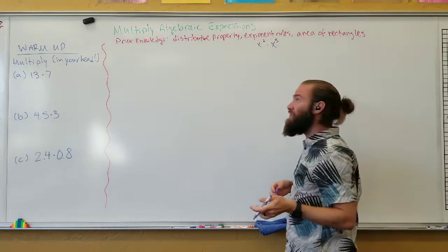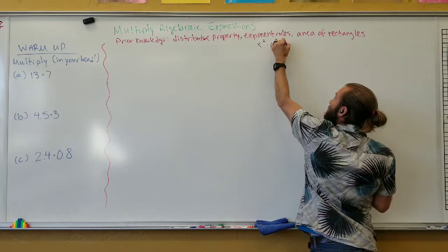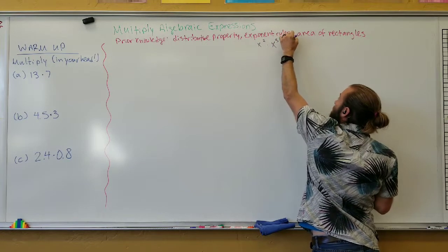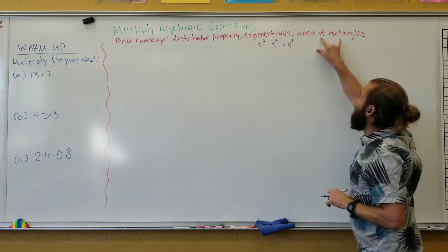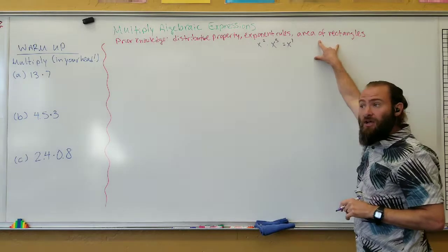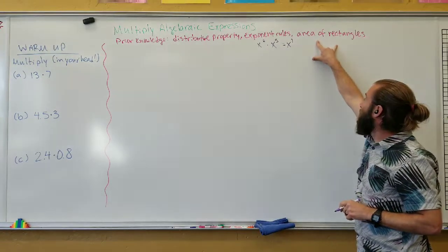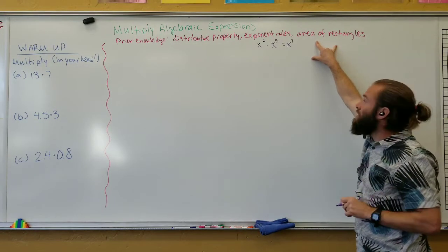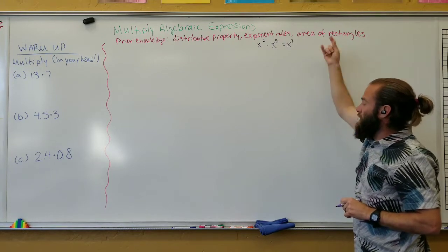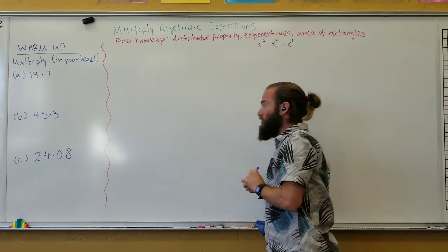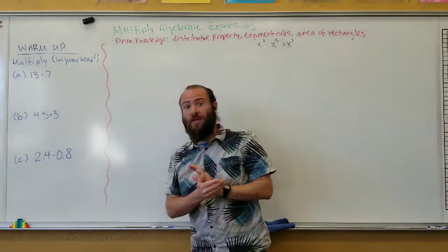Exponent rules, especially if you multiply two exponents with the same base, let's say x squared times x to the fifth, or even if those are numbers, that we add the exponents, and how to find the area of rectangles, okay? So that would be length times width. You can think about that, look that up if you need to. Let's go ahead and start with a warm-up.